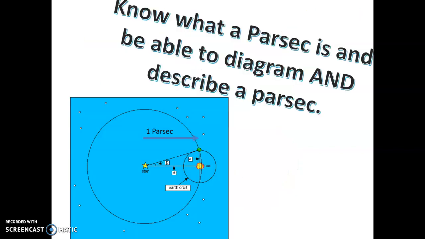So know what a parsec is. Know how to diagram it and describe it. That's muy importante. Looks like someone did that right here on Paint. Boy, that dude knows how to use Paint. He's awesome. Yeah, I'm not much for big fancy programs, so Paint works for me.